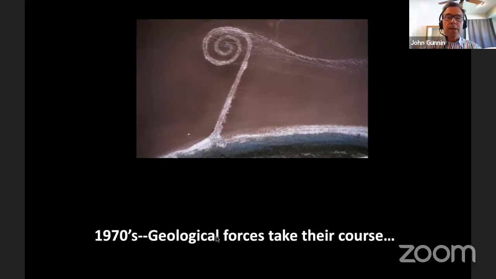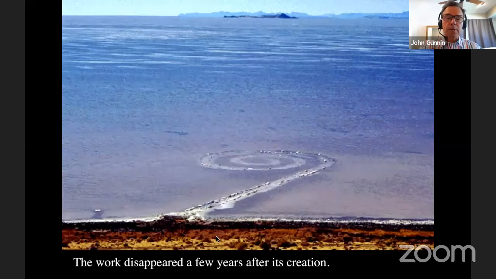So in the 1970s, the lake started to rise and the climate was changing, and the jetty started to disappear. At first, the Dia Foundation was like, we should fix this, or pile more rocks on. But Smithson's idea was to let nature take its course.